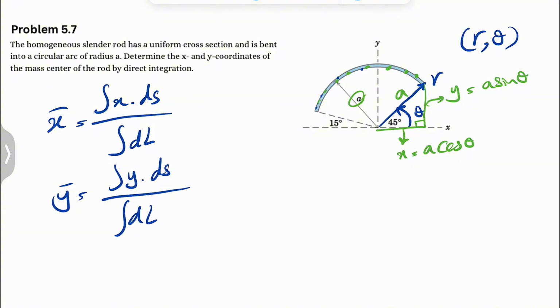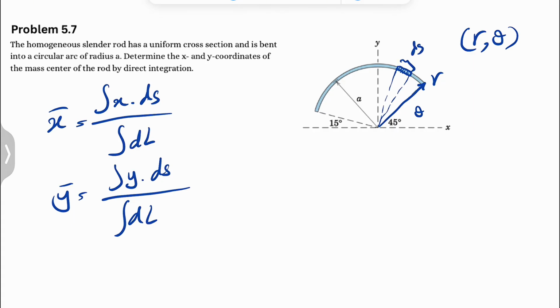The element that we're going to consider in here would be a single element like this, where we call the length ds. The angle would be d theta, and obviously the radius is a. So ds, we know it's going to be a times d theta. So that's that. And now we have to set up our angle limit.